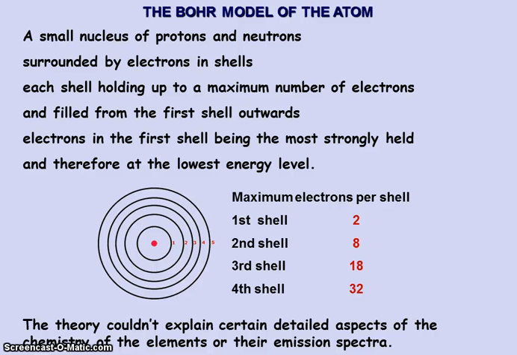In this video we're going to talk about the arrangement of electrons in orbitals, subshells and shells. What you remember from earlier lessons and from GCSE is that the electrons are arranged in shells. The maximum number of electrons per shell is 2 electrons for the first shell, 8 for the second shell, 18 for the third shell, 32 for the fourth shell.